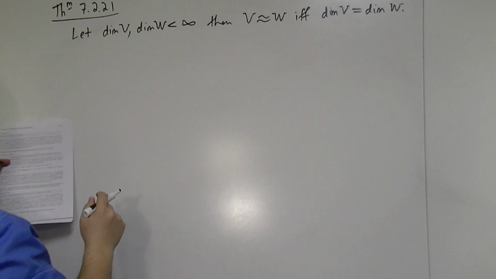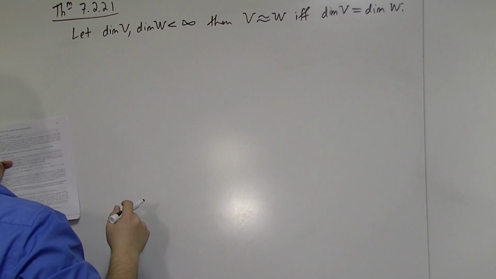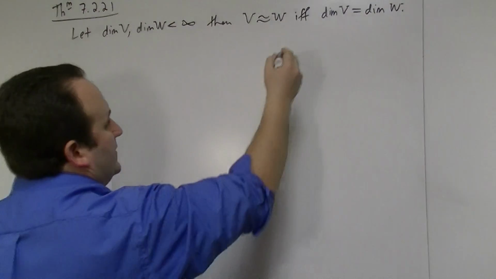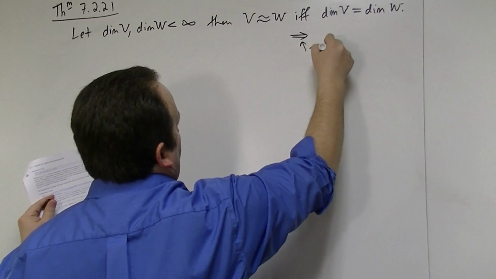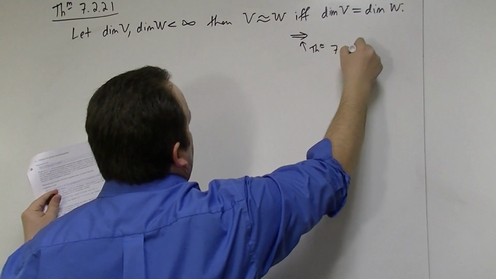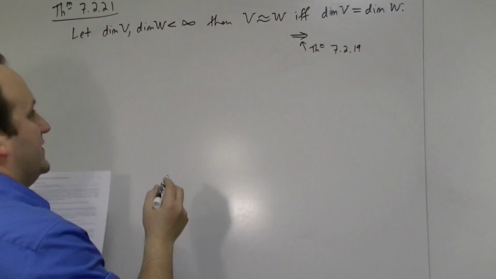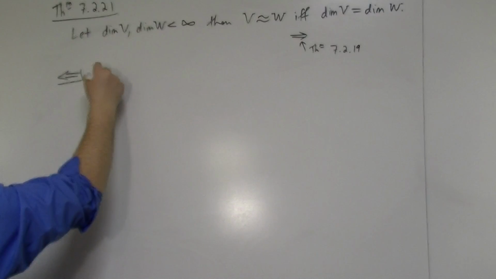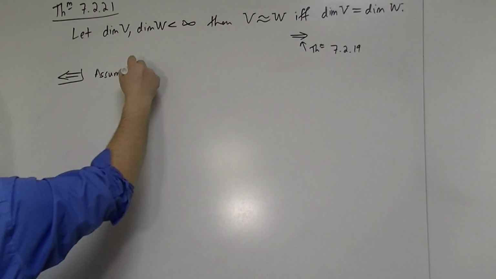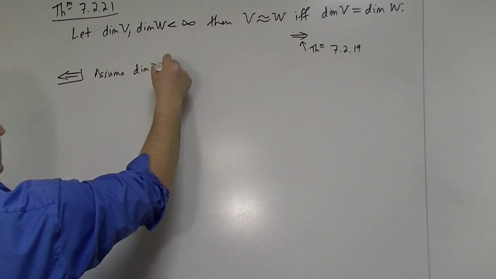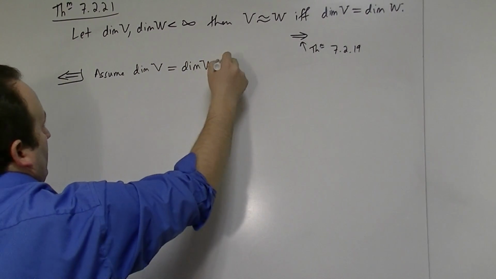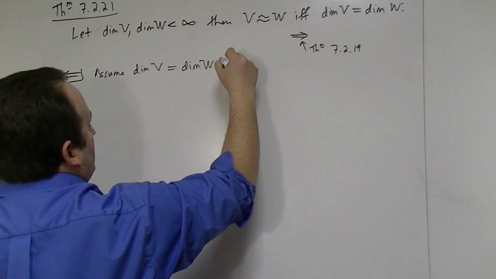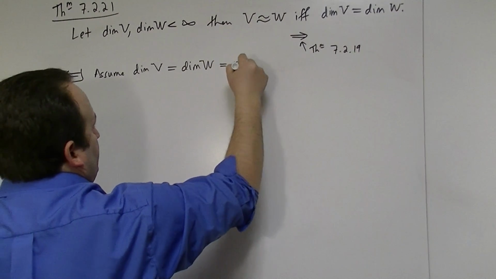All right, so theorem 7.2.19 already established this direction of the proof. So we'll just concern ourselves with the converse direction now. So assume that the dimension of V is equal to the dimension of W, okay? And let's set that equal to n.